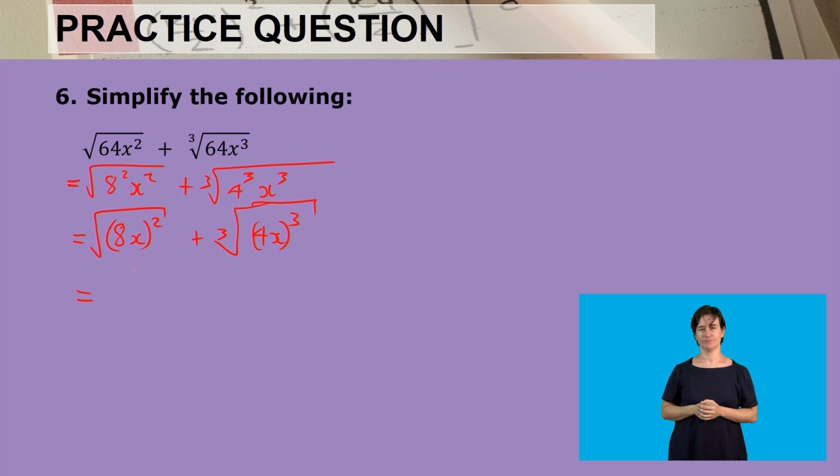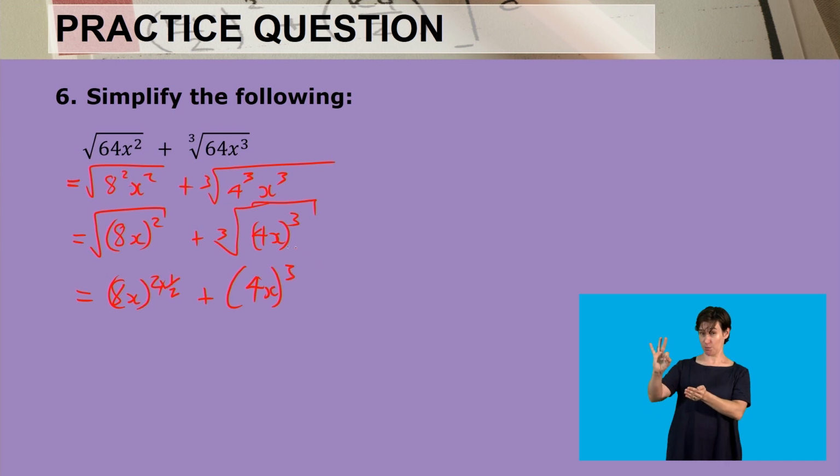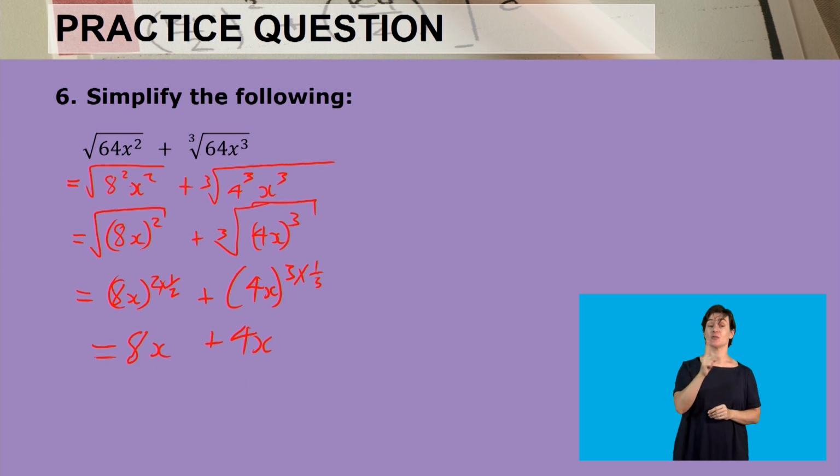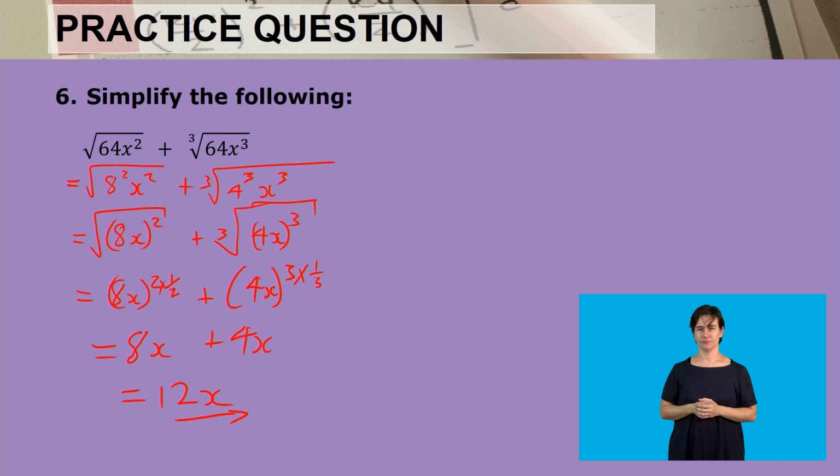We can convert the square root sign to an exponent of a half, so that we multiply by a half. On the other side we have 4x all cubed, and we multiply its exponent by 1 divided by 3, which is a third. Then 3 multiplied by a third gives us 1, so we remain with 4x. And 2 multiplied by a half gives us 1, so we remain with 8x. 8x plus 4x are like terms, and they give us 12x as our answer.